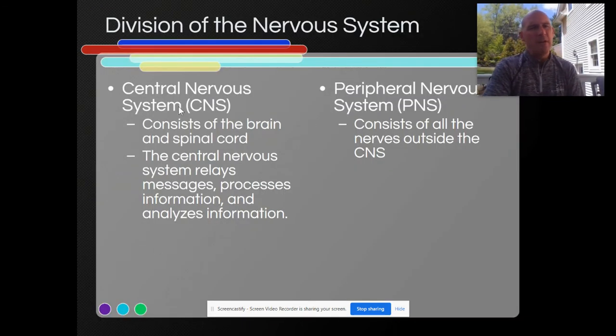So looking a little bit further, here's our central nervous system, comprised of the brain and spinal cord. The central nervous system relays messages, processes information, analyzes information, right? We are sending messages out. If you're moving your hands, if you're thinking, if you're talking, those actions are originating in your brain, in your central nervous system, and being transmitted out. Also in your central nervous system, you're processing all of the sensory information that comes in. Your peripheral nervous system is everything outside the CNS, where your receptors are, where the effectors are, the effector muscles that your motor or sensory neurons are connecting to.